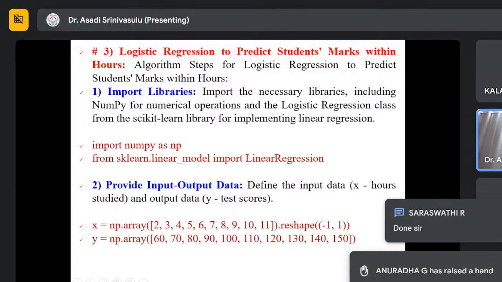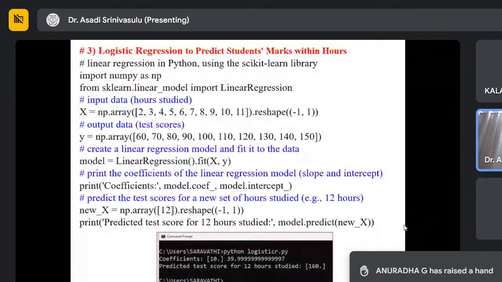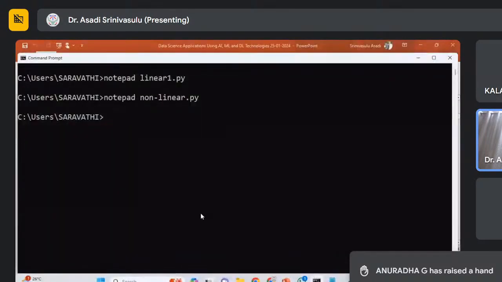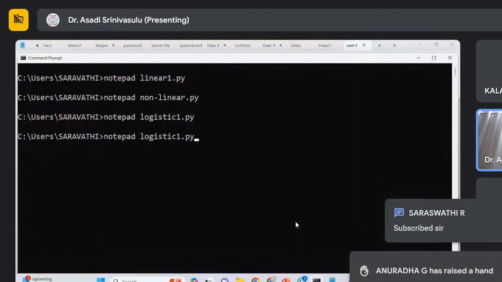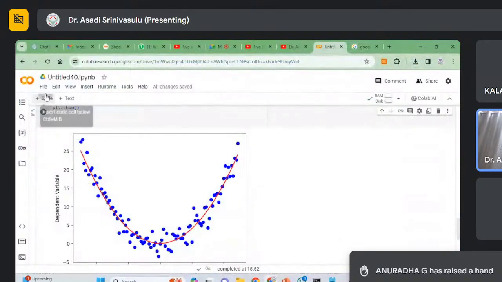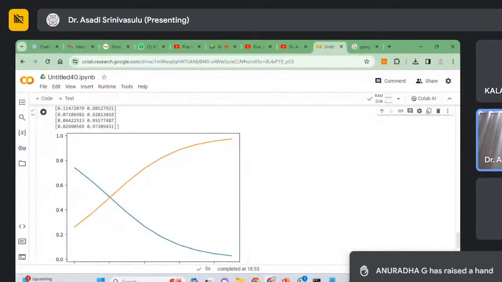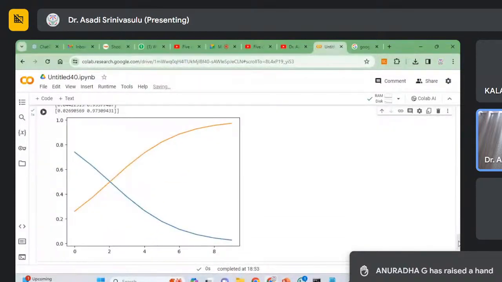Write a Python program to predict a student's marks based on hours. Same data: 2 hours, 60 marks; 3 hours, 70 marks. Now I'm executing that program, logistic regression. What output are we getting? I'm opening logistic in Notepad. This is the program, Control C. Now I'm going to the code here and pasting it. Now run. I got the logistic regression output. This is the program, and this is the output I got.